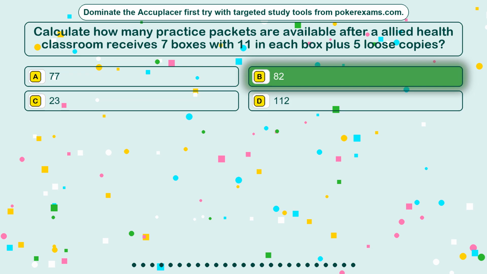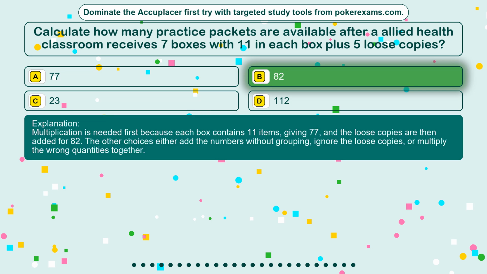The correct answer is option B, 82. Multiplication is needed first because each box contains 11 items, giving 77, and the loose copies are then added for 82. The other choices either add the numbers without grouping, ignore the loose copies, or multiply the wrong quantities together.